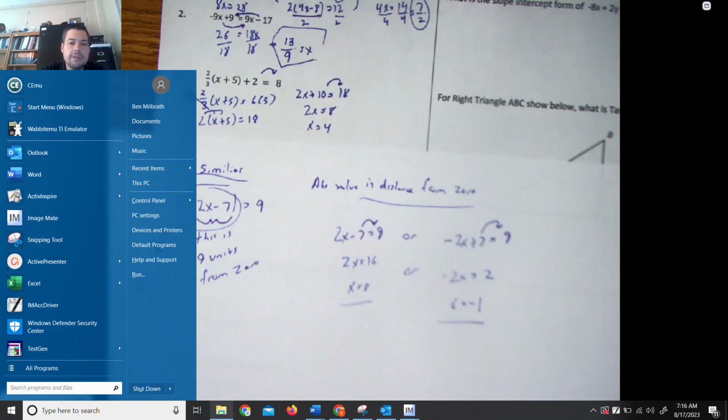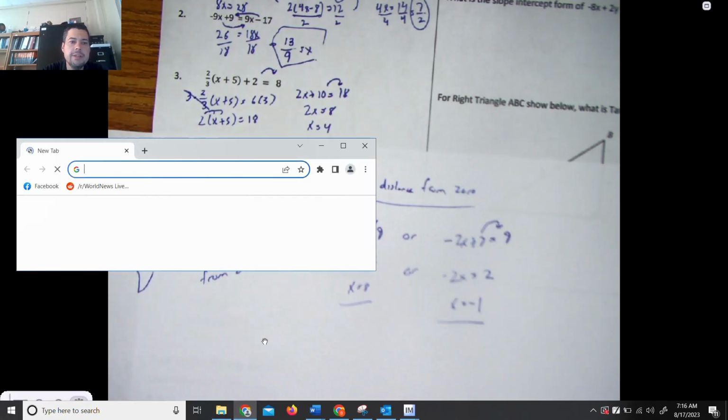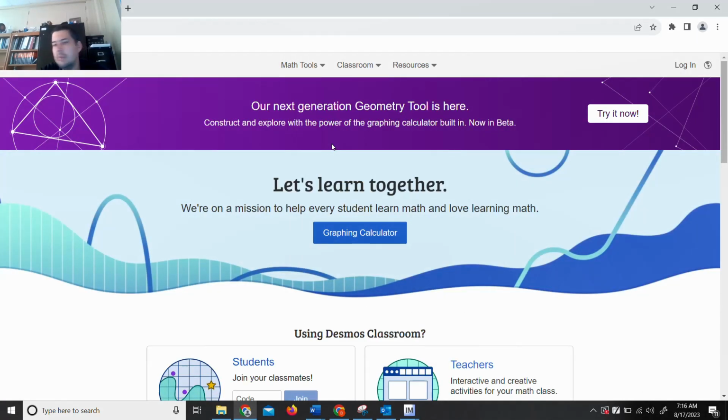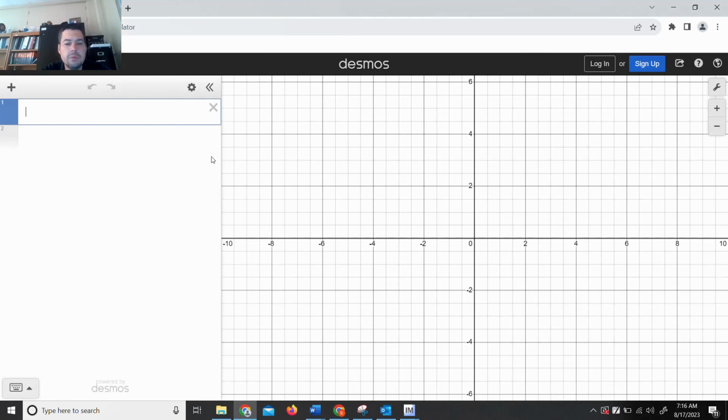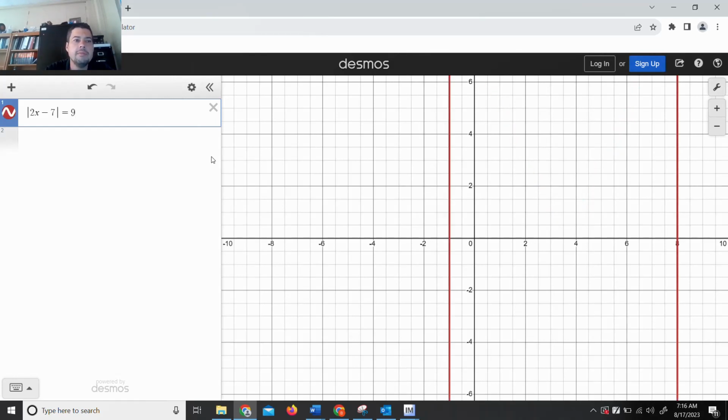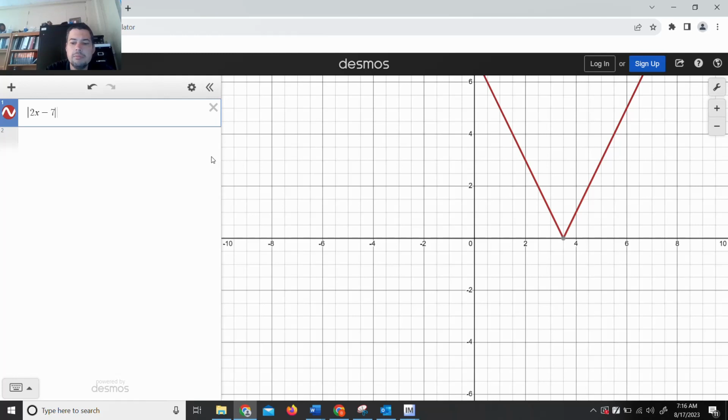So let me fire up Desmos. Hopefully it doesn't take eternity. My equation here that I just had was the absolute value of 2x minus 7 equal to 9. Oh, I guess I have to put that somewhere else. 9.